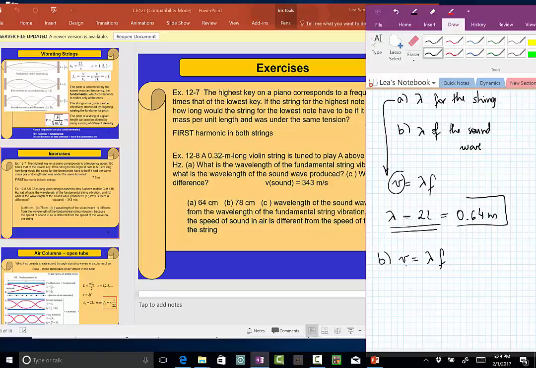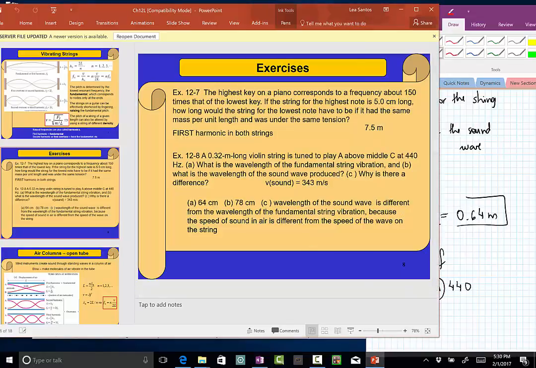And do I have the speed? Yes. Well, they didn't write this explicitly, but I'm telling you, we are talking about a sound wave in the air, and we assume that the temperature is 20 Celsius. This should all be written explicitly, so I'm telling you this, which means that the speed is 343 meters per second. That's the speed of sound in the air at 20 degrees. So I can use this expression to get my wavelength. And the answer is 0.78 meters, which is 78 centimeters.